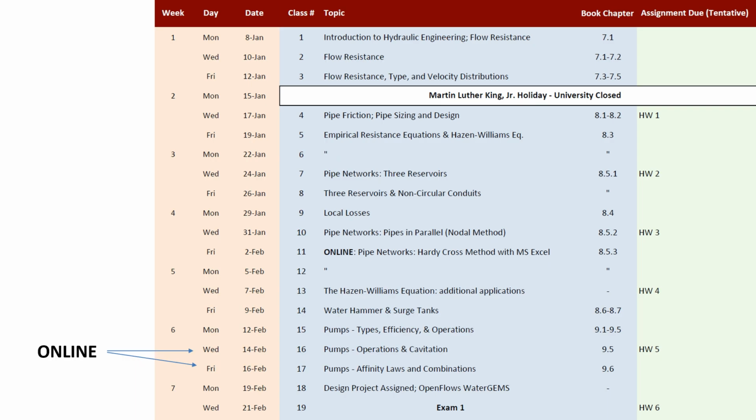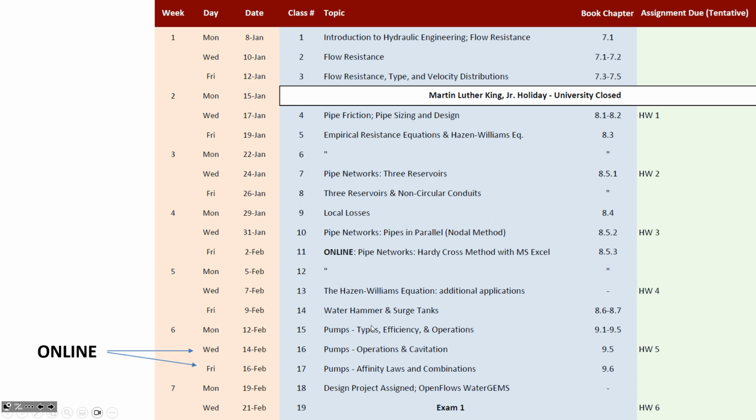An online class for Friday of this week, but we'll actually do it for Wednesday as well. So this will be our only face-to-face class meeting this week, and then I'll put a lecture video online for Wednesday and Friday. And I'll email you that, and I'll put the link also on Blackboard. So looking at the schedule, here we are.